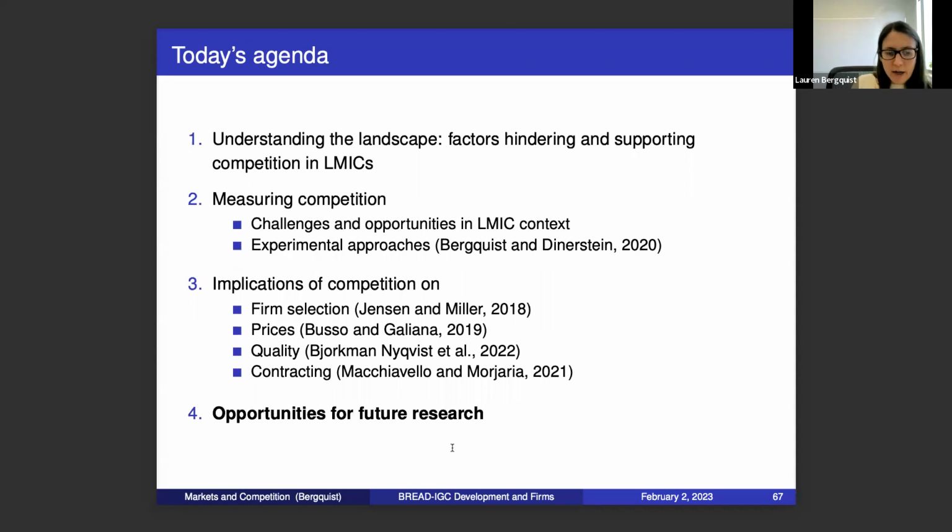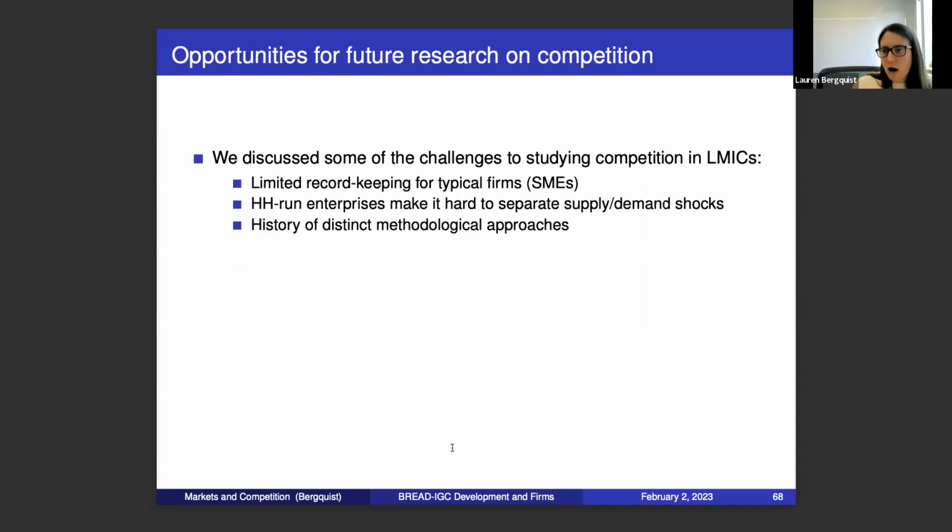Let me conclude by talking very briefly about opportunities for future research. First, specifically on this question of competition in the low and middle income country context, we've talked about lots of the challenges, right? There's limited record keeping, especially for these smaller firms. The joint nature of household-run enterprises makes it very difficult to separate supply and demand shocks in a lot of contexts.